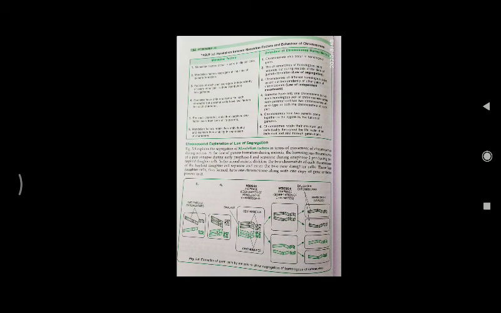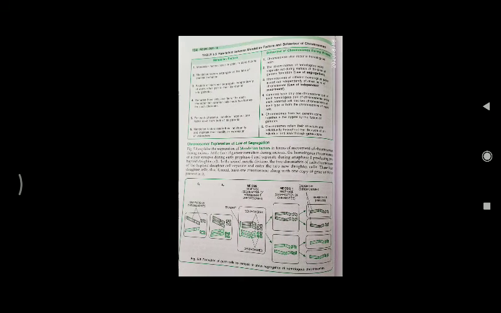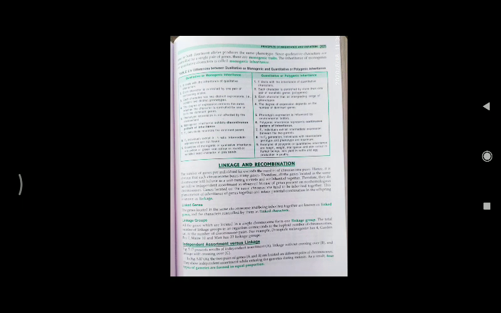After this, in your book, it is given about the chromosomal explanation of the law of segregation and the law of independent assortment. You can go through this if you need more details, but in the exams it is only asked what the chromosomal theory is and what the special points related with it are. So I am taking that much part related with the syllabus.